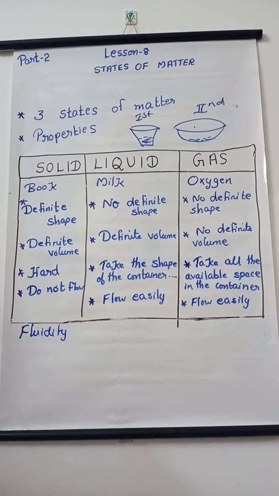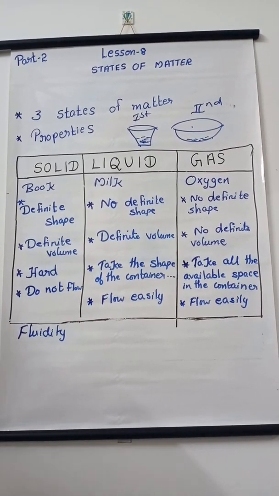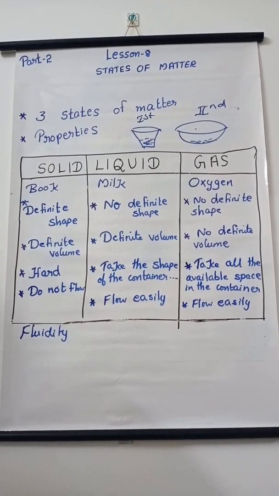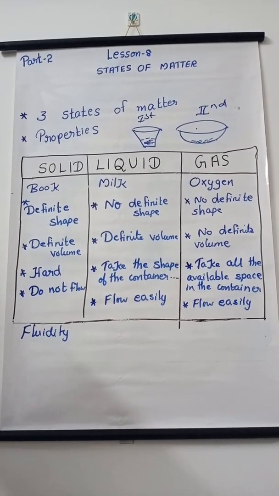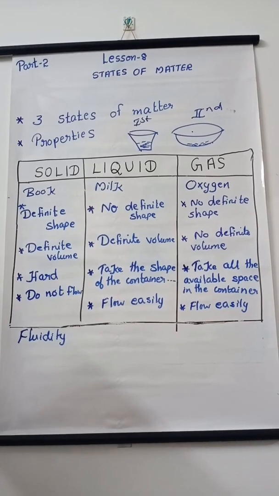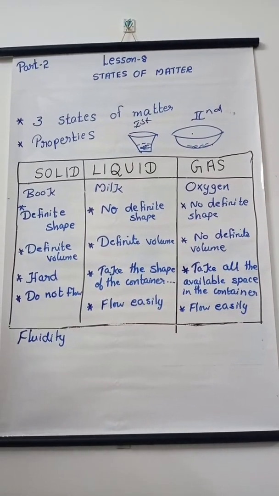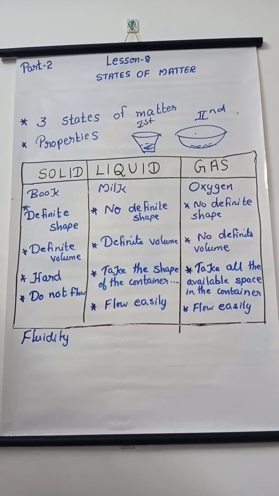And most gases cannot be seen. Carbon dioxide, nitrogen, water vapor and cooking gas are few other examples of gases. Air is a mixture of many gases. Air has nitrogen, oxygen and carbon dioxide.